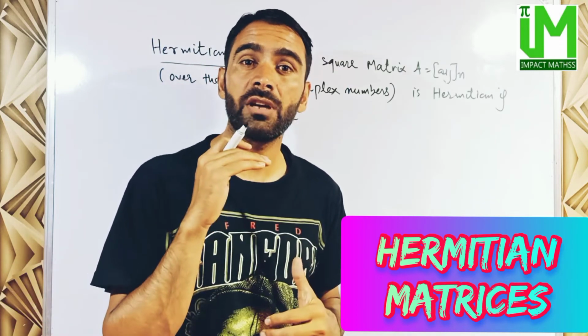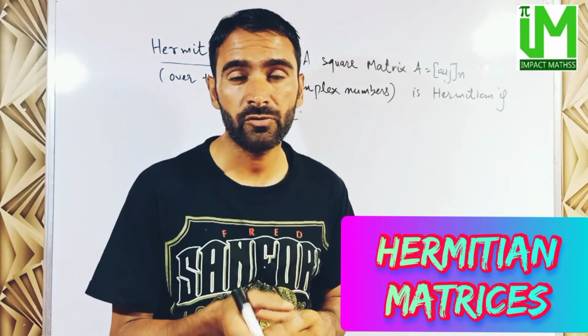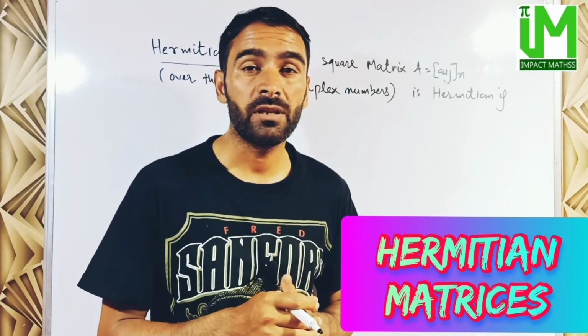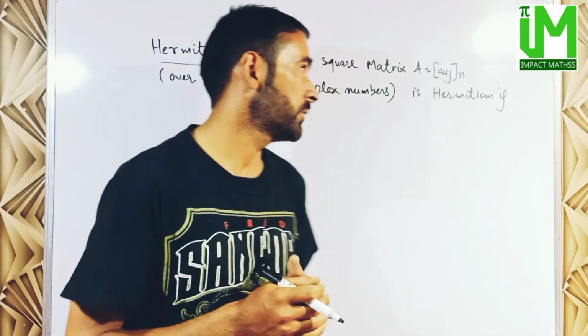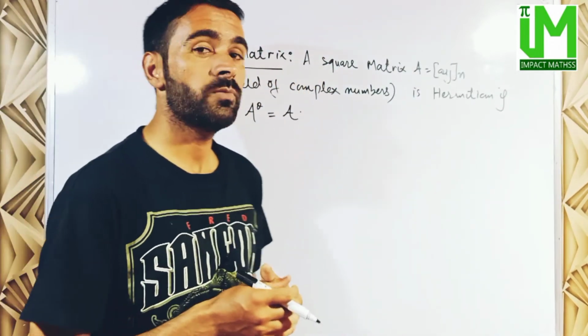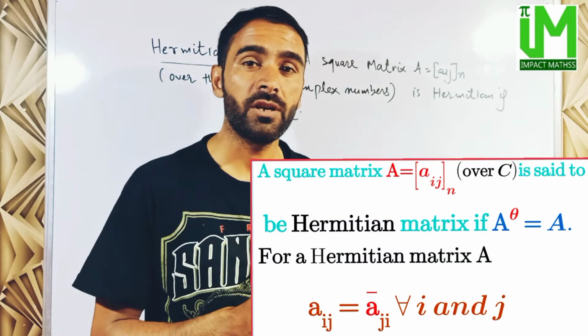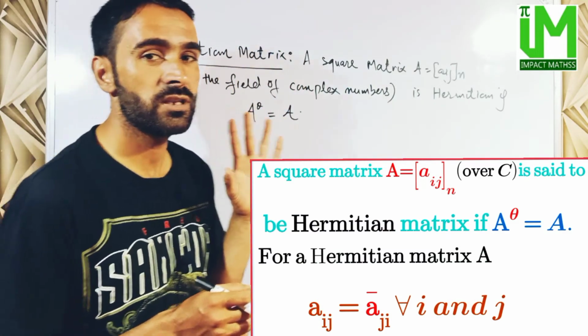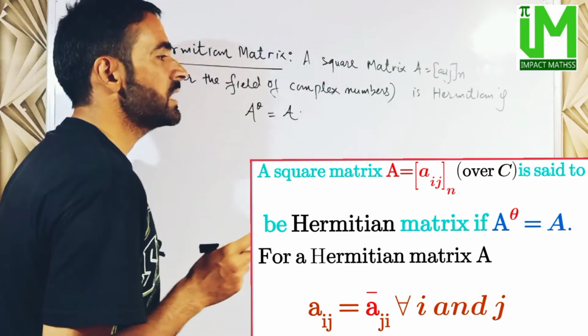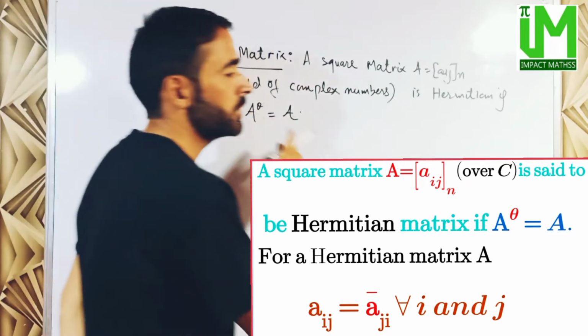In a Hermitian matrix we are over the field of complex numbers, wherein in a symmetric matrix we are dealing with only real numbers. Here we are dealing with complex numbers. So a square matrix over the field of complex numbers is said to be a Hermitian matrix if A conjugate-transpose equals A. So what do we mean by A conjugate-transpose? First let's talk about this symbol.